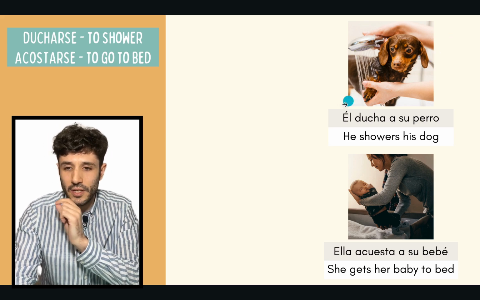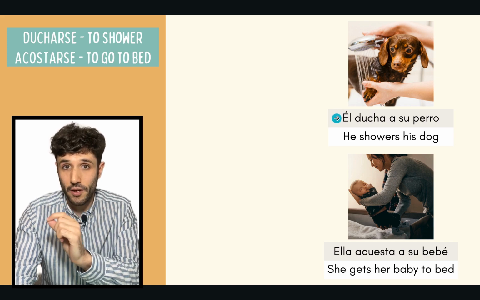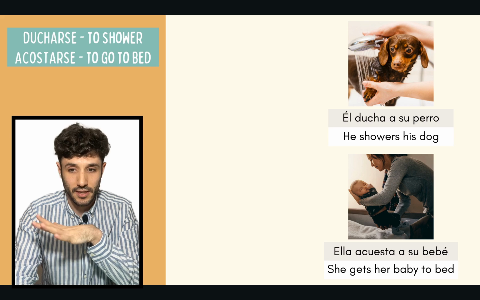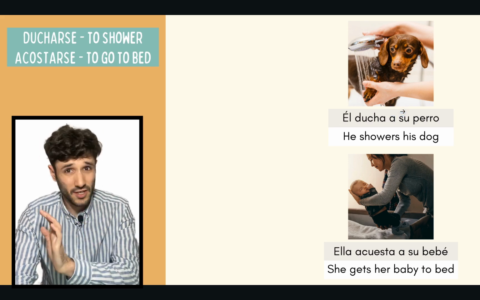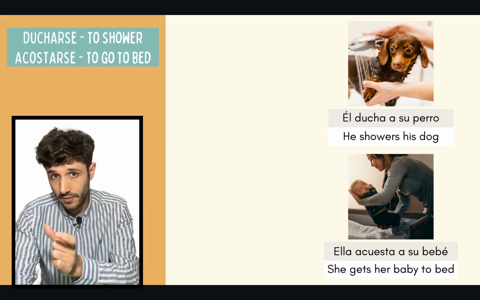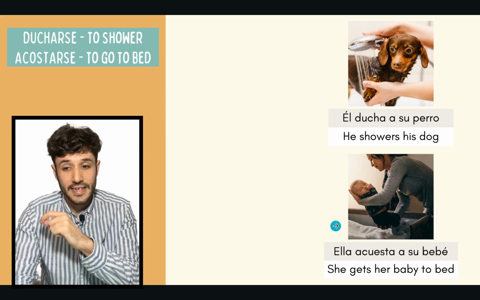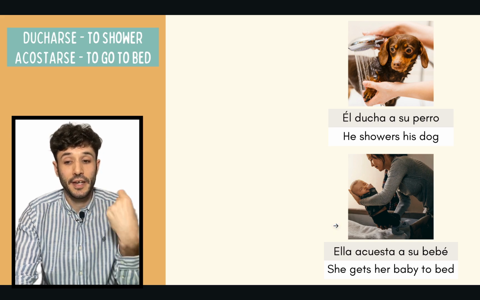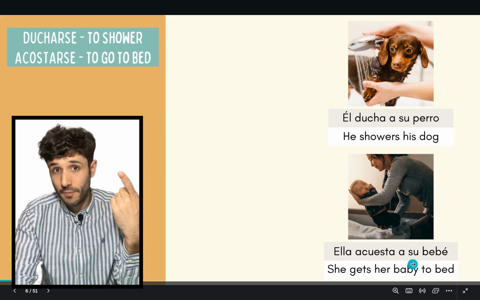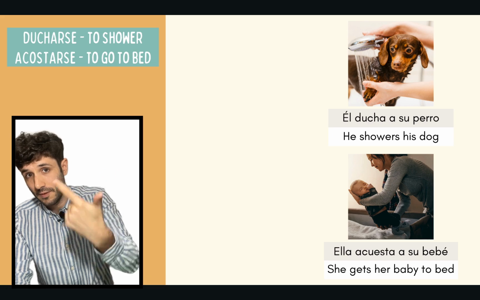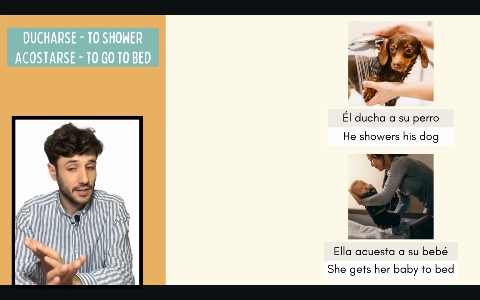start from here. Okay, so the first sentence says, él ducha a su perro, he showers his dog. Él is the subject, a su perro is the object, so this is not reflexive. Different subject and different object. The second sentence is the same. Ella acuesta a su bebé. She gets her baby to sleep. Ella is the subject, a su bebé is the object, okay, so she's doing the action, the baby is receiving the action. This is non-reflexive.